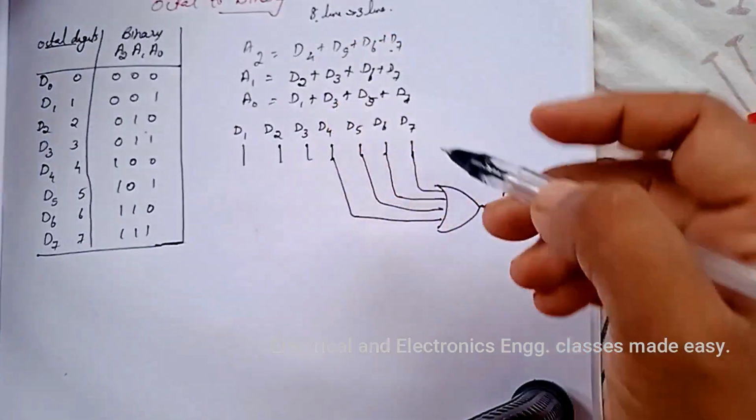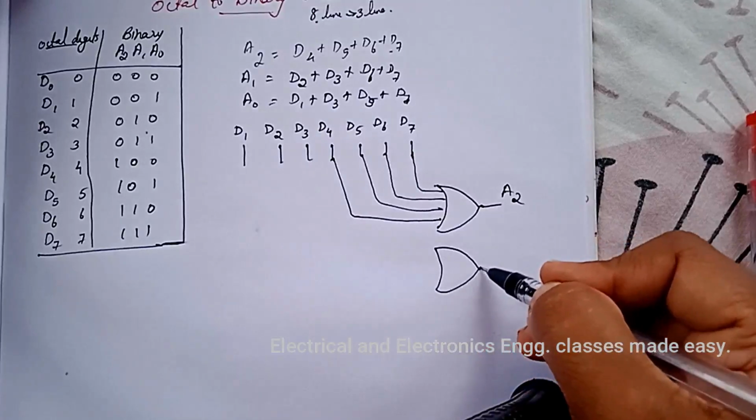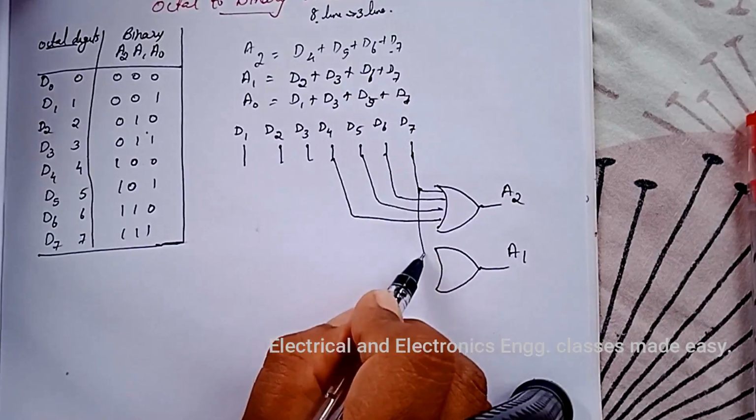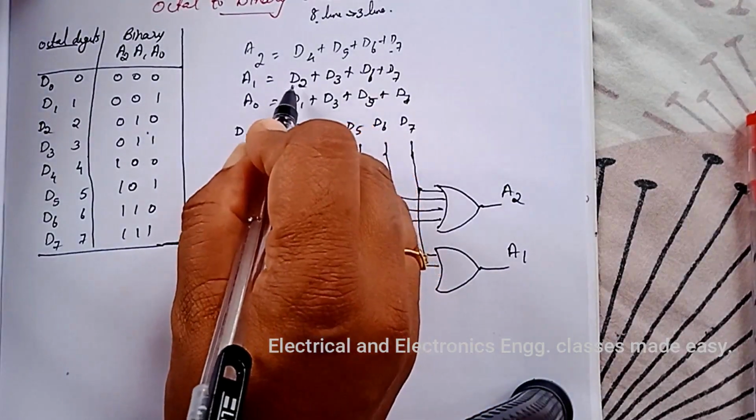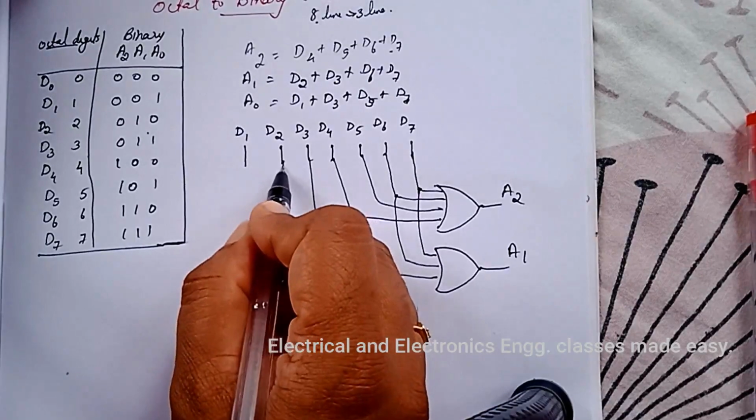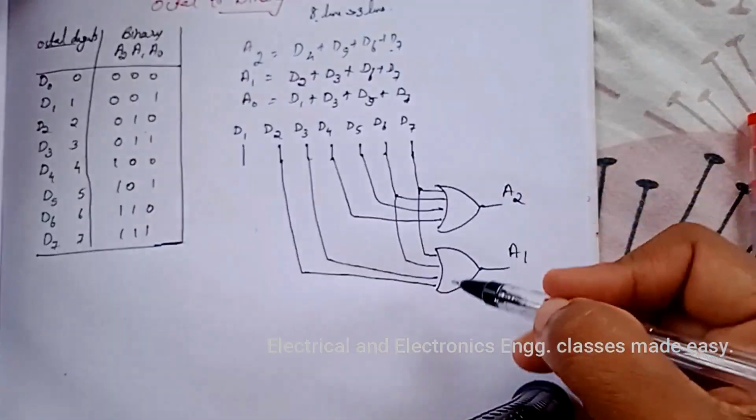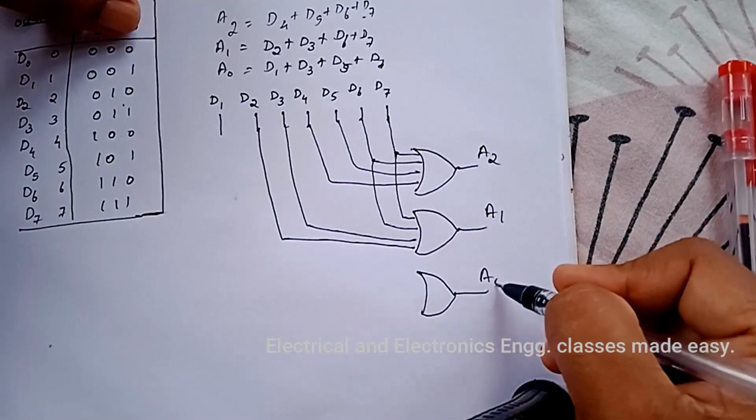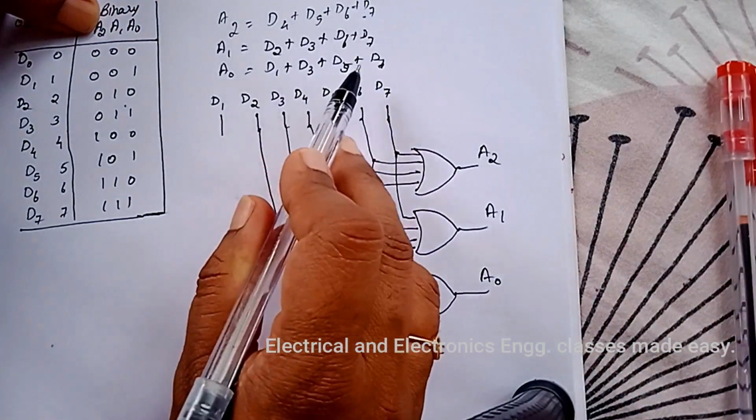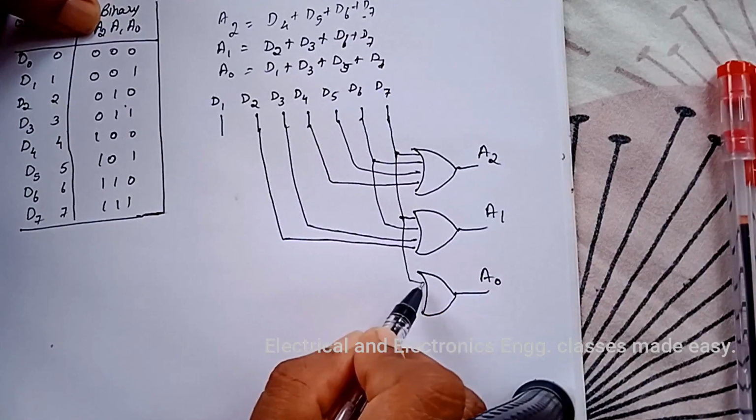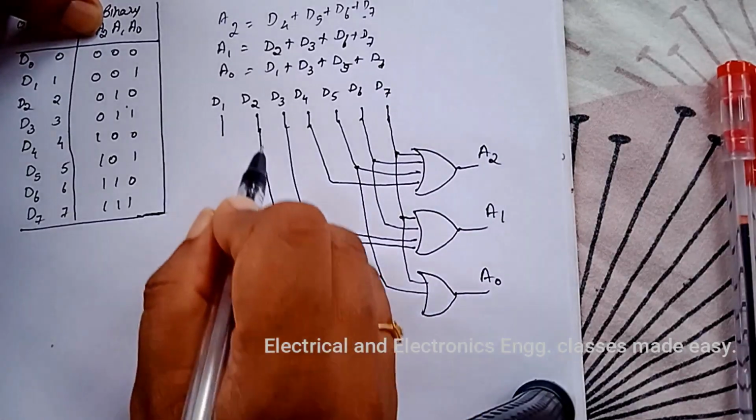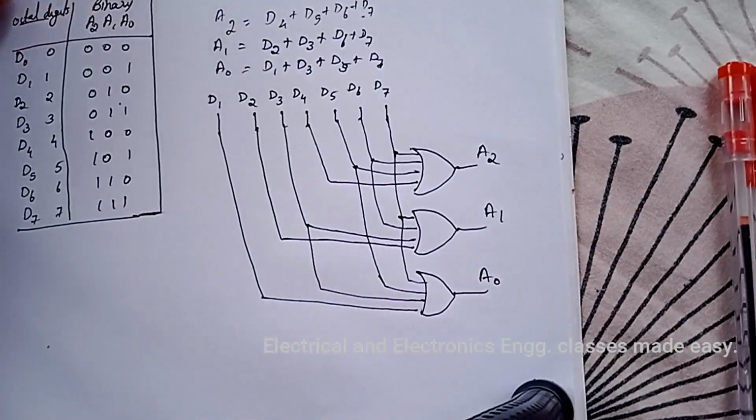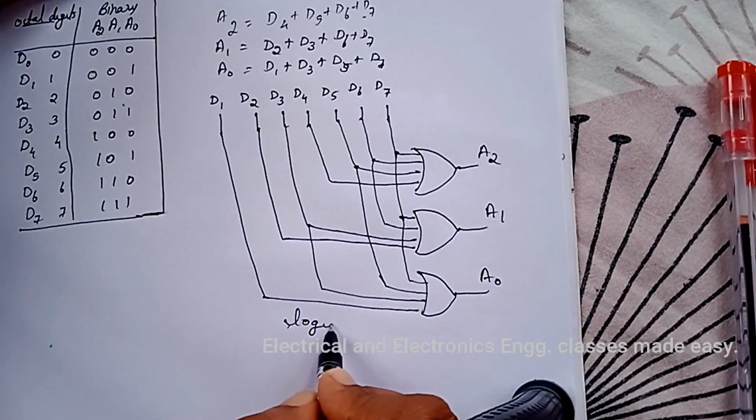And next is A1. A1 is again an OR gate. A1 equal to D2 plus D3 plus D6 plus D7, with inputs D7, D6, D3 and D2. And next is A0, again one OR gate. A0 is equal to D1 plus D3 plus D5 plus D7, with inputs D7, D5, D3 and D1. So this is the logic diagram for the octal to binary encoder.